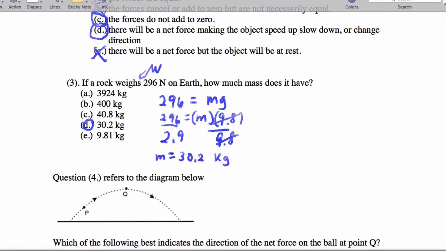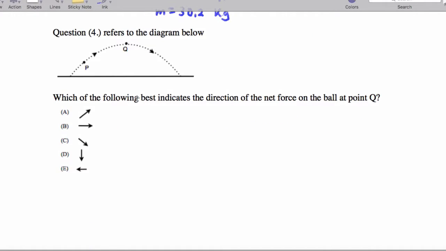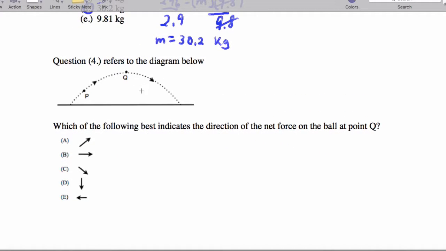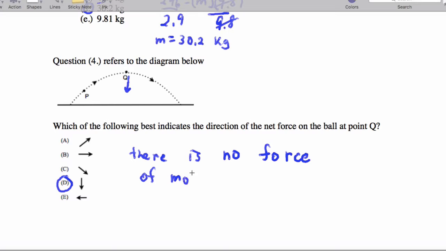Now for number 4. You throw a rock in the air like this, or a ball, and you want to know the net force on it. So yes, it does take force to get it moving. But once I've got it moving, the only force that acts on it when it's in the air is a force of gravity pointing downwards. There is no force of motion. None at all whatsoever. So we got to be really clear on that.